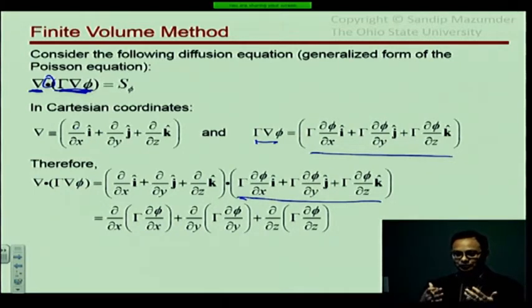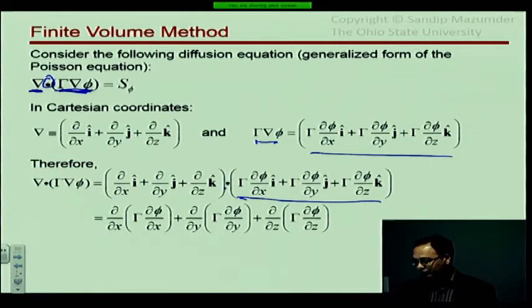We either need to do a cross product or a dot product. If you do a cross product, that's known as the curl of the vector. If you do a dot product, that's known as the divergence of the vector. So here we are doing a divergence. That's because that's what's in our governing equation, and essentially this is nothing but a dot product between two vectors.